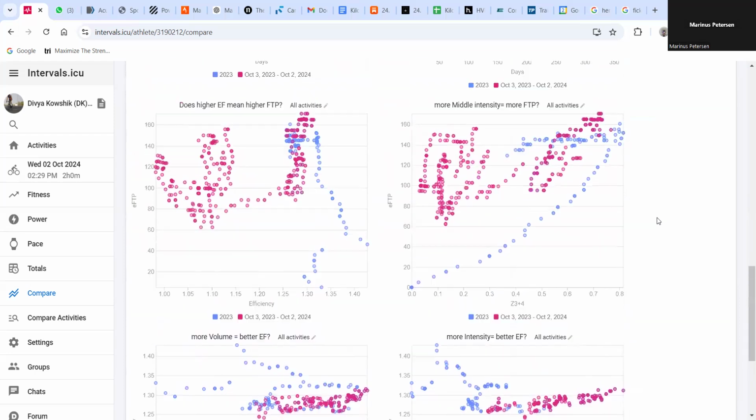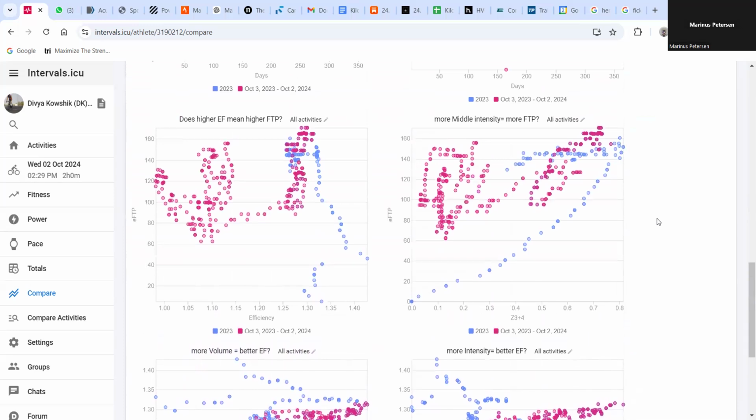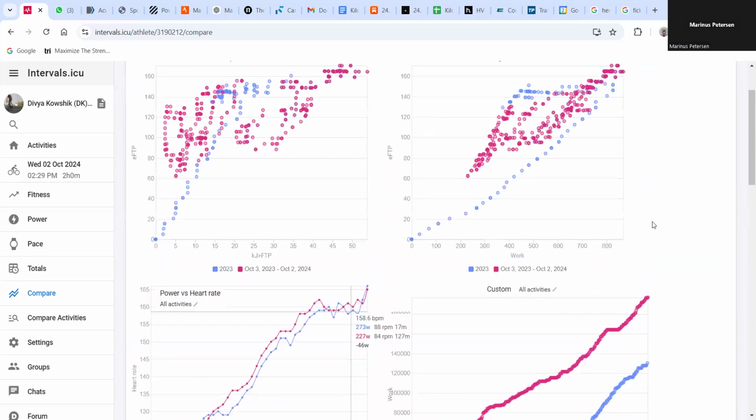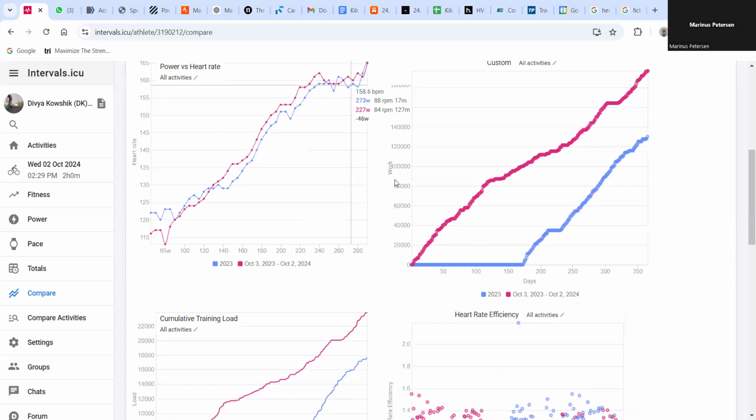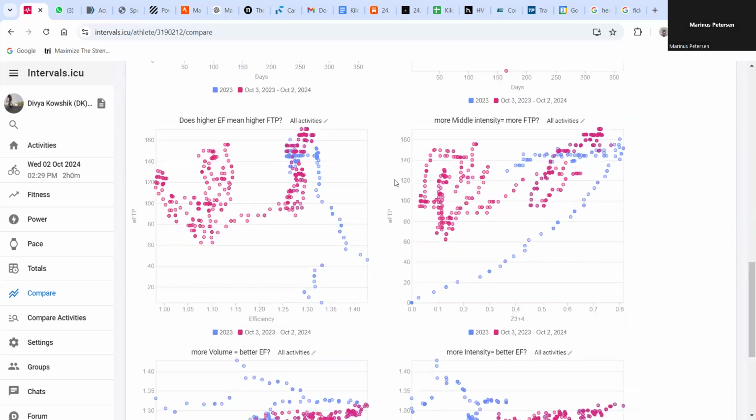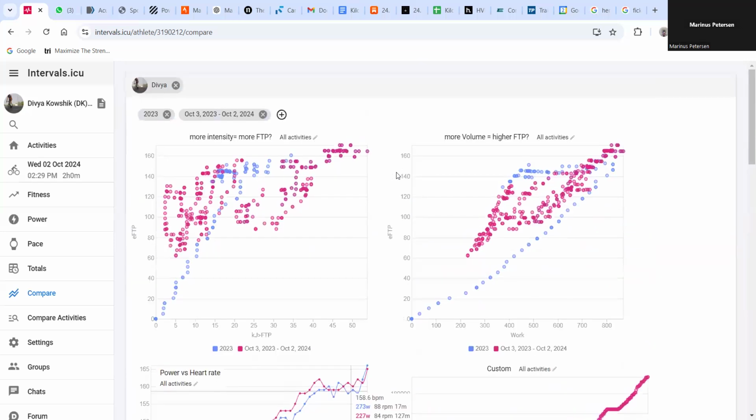Then as you become more well trained, it can become a limiter, and you're going to want to look at doing work above FTP. All work above FTP has potential to be VO2 max work, to a greater or lesser extent. So you're going to want to start focusing more on that to further increase your FTP.